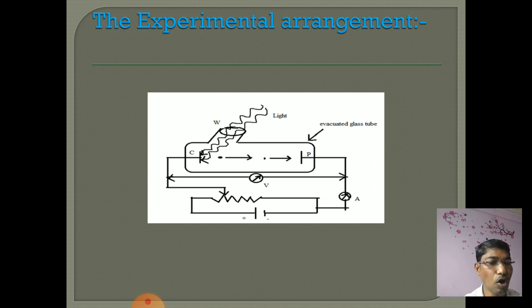Friends, it is observed that at very low frequency there is no emission of photoelectrons from the surface of the cathode, but as soon as the frequency reaches a certain value, photoelectric current begins to flow through the circuit.